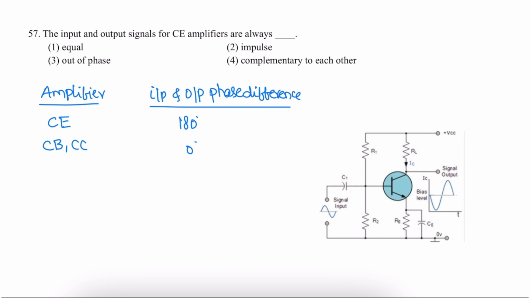The input and output signals of a CE amplifier are. So in a CE amplifier, common emitter amplifier, the input signal and output signal are 180 degrees out of phase. In the case of common base and common collector configuration amplifiers, the phase difference between input signal and output signal is 0. Only the CE amplifier provides a 180-degree phase shift between the input and output. Option 3. Next question.